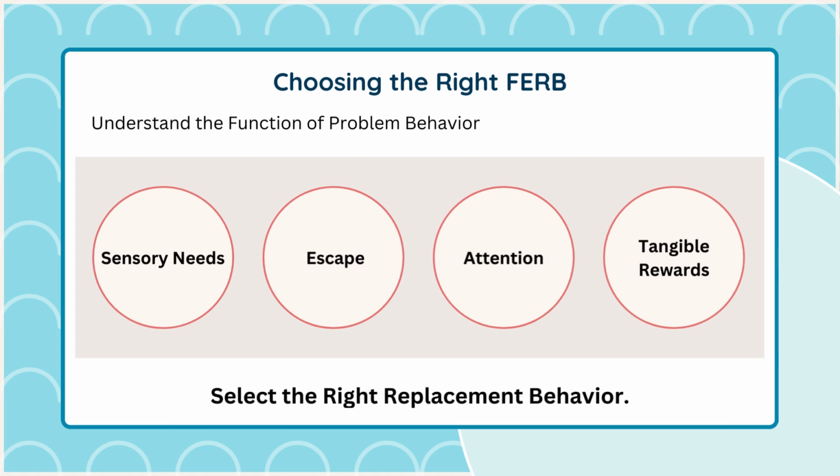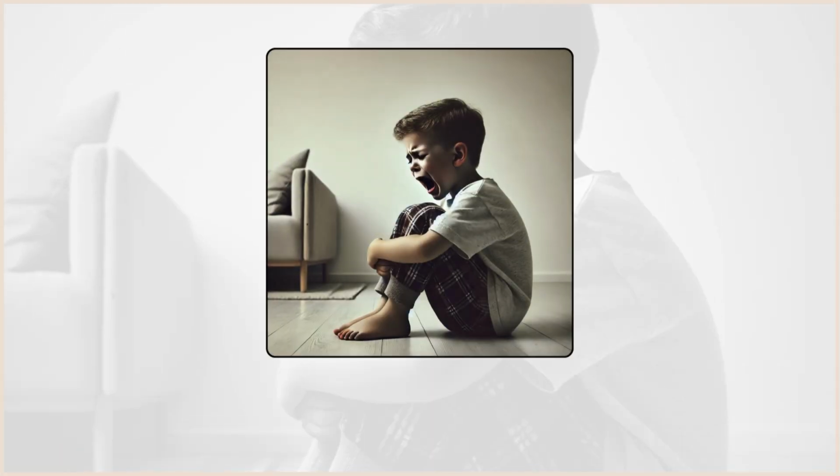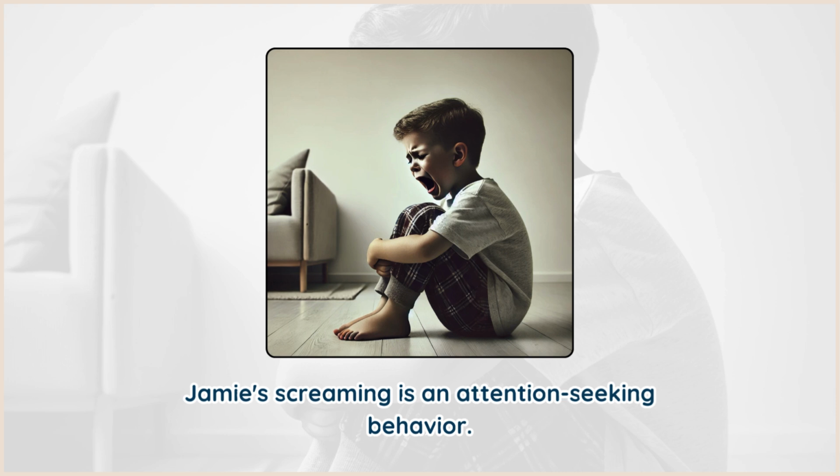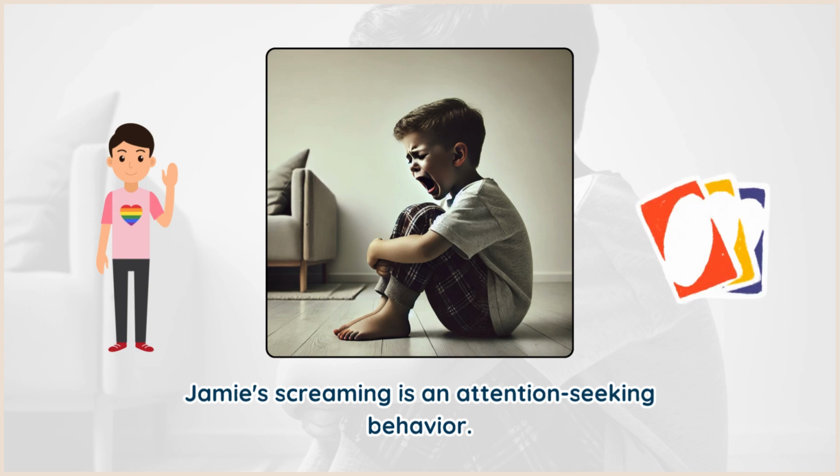right replacement behavior. Consider a child named Jamie, who screams to get attention from his parents. By understanding that Jamie's screaming is an attention-seeking behavior, you can teach him a more appropriate way to request attention, such as raising his hand or using a communication card.